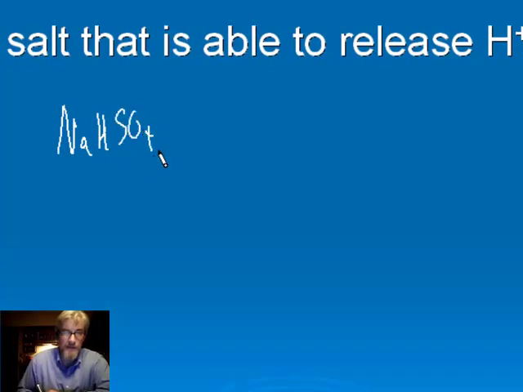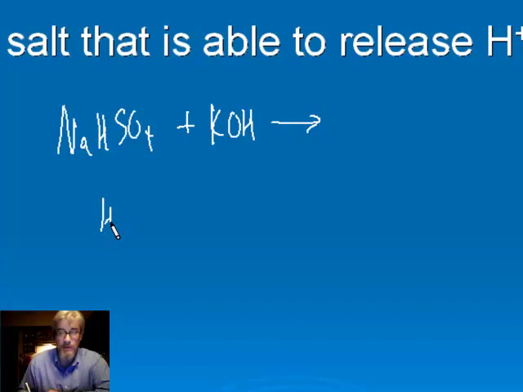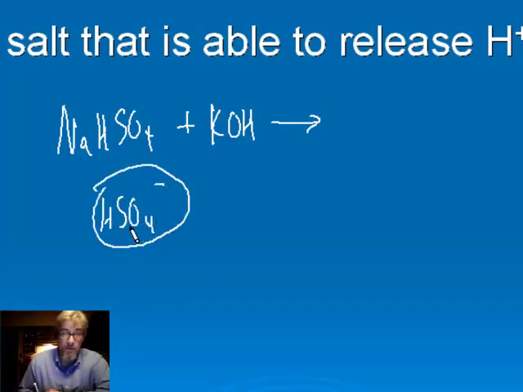Let's say I had NaHSO4, and this is reacting with potassium hydroxide, which is a base. This looks like a salt reacting with another salt, and so you don't think of this maybe at first as an acid-base reaction, but it is, because HSO4 1 minus is actually an acid salt. That anion is an acid. It can release this H and neutralize some base.